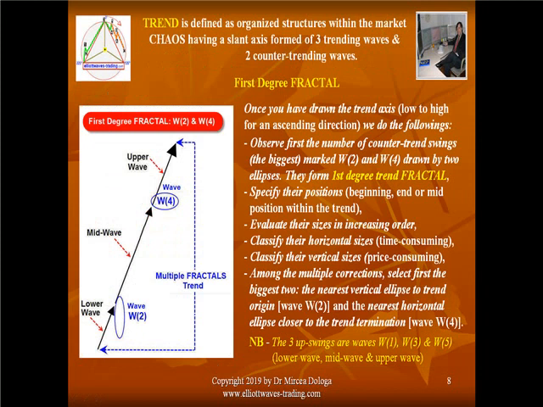Trend is defined as an organized structure within the market chaos. It has a slant axis forming 3 trending waves and 2 counter-trending waves. First degree fractal. Once you have drawn the trend axis from the lowest low to the highest high in an ascending direction, we will do the following. We observe first the number of counter-trend swings, preferably the biggest. They are marked W2 and W4, and of course represented by 2 drawn ellipses. They form the first degree trend fractal.